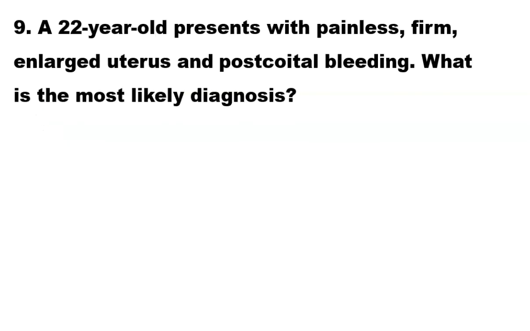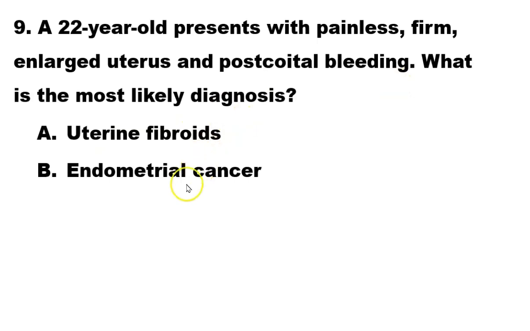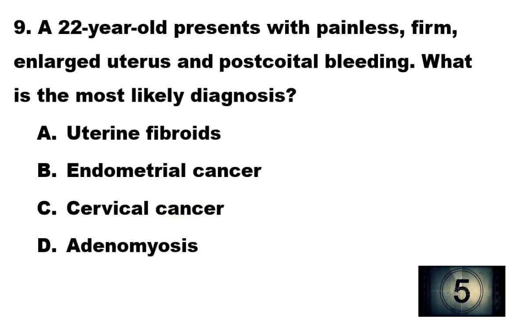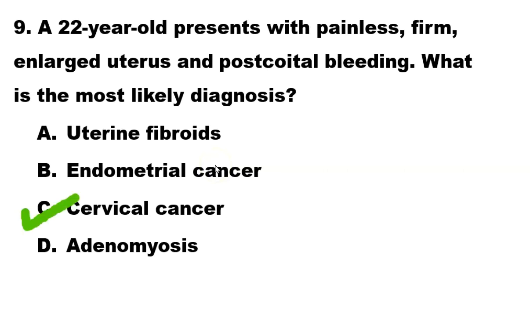The next question: a 22-year-old presents with painless, firm, enlarged uterus and postcoital bleeding. What is the most likely diagnosis? A. Uterine fibroid. B. Endometrial cancer. C. Cervical cancer. D. Adenomyosis. The correct answer is cervical cancer.